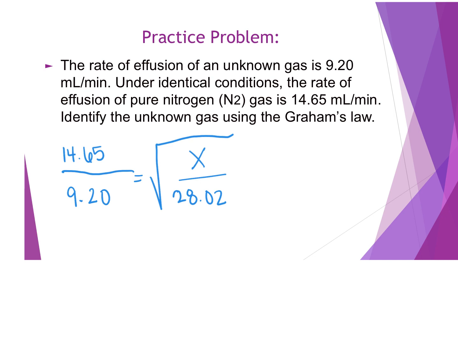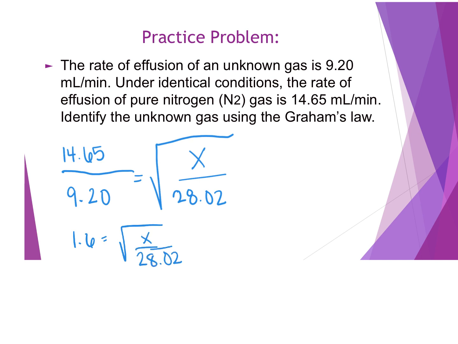First, let's just solve for the left side. So what's 14.65 divided by 9.20? Type that in your calculator. Let's get an actual number. It's nitrogen's molar mass. Okay, you get 1.6. Equals the square root of x over 28.02.